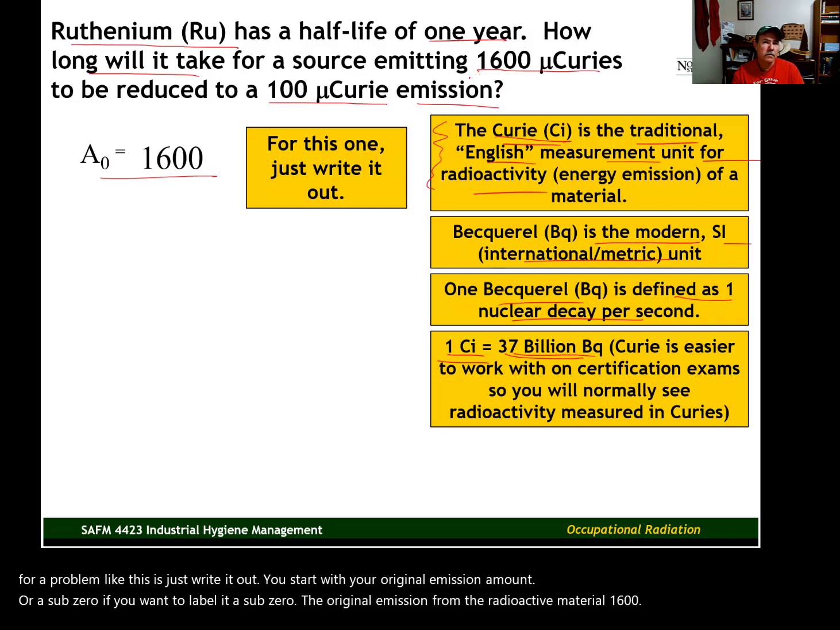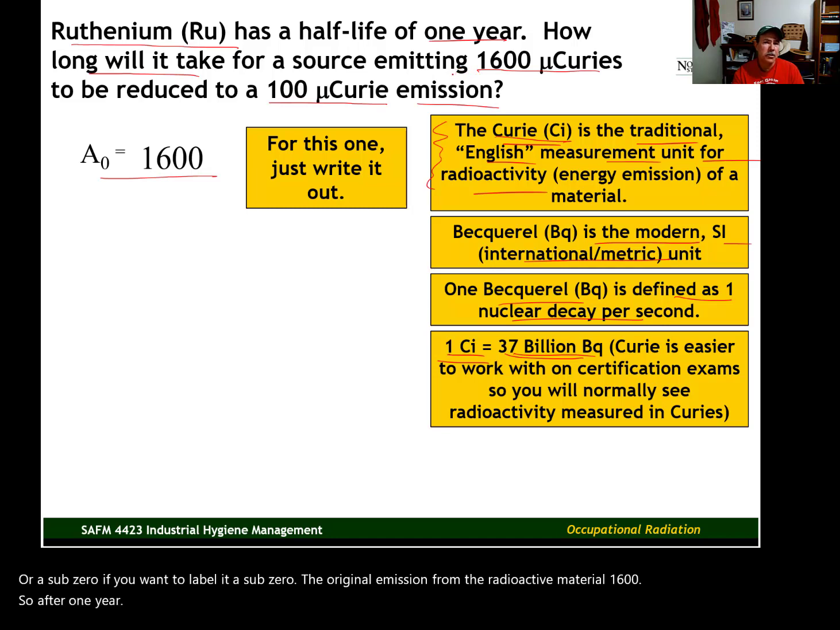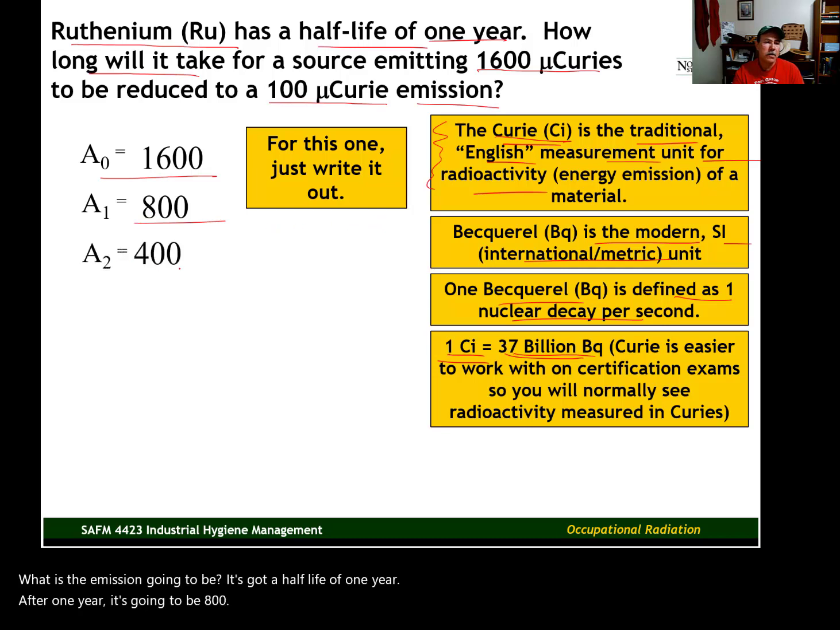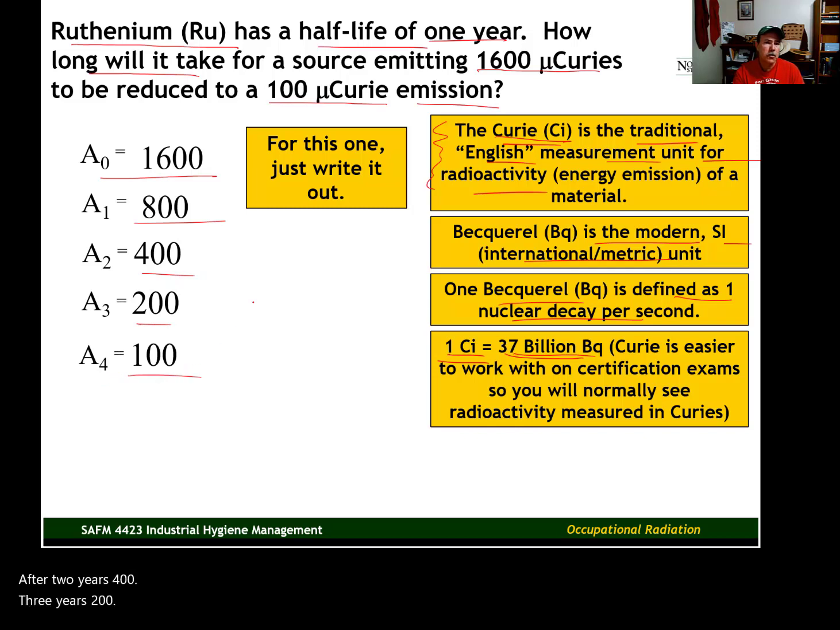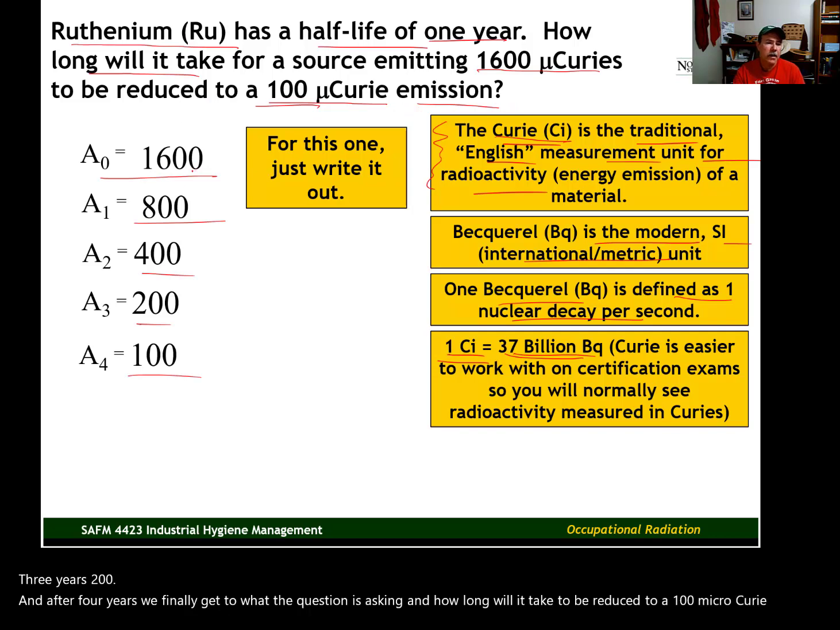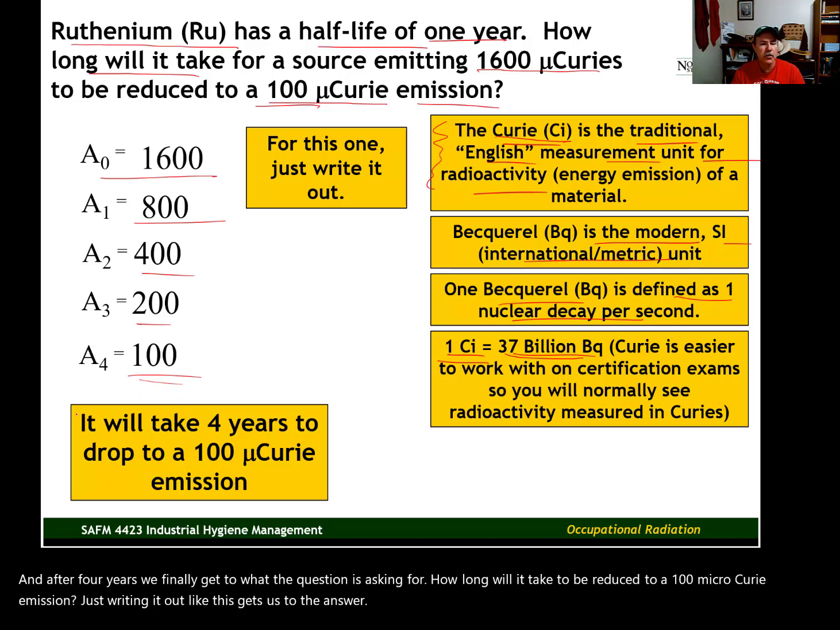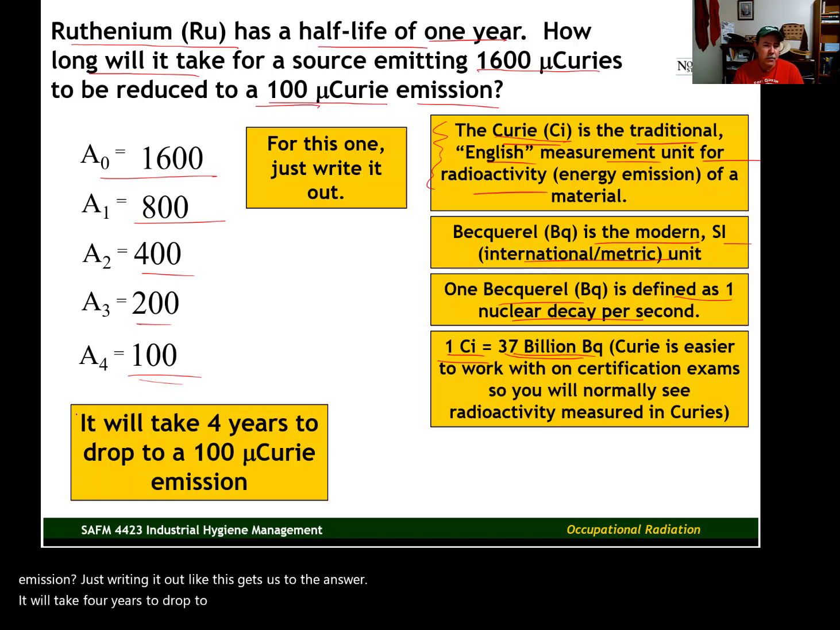So after 1 year, what is the emission going to be? It's got a half-life of 1 year. After 1 year, it's going to be 800. After 2 years, 400. 3 years, 200. And after 4 years, we finally get to what the question is asking for. Again, how long will it take to be reduced to a 100 microcurie emission? Just writing it out like this gets us to the answer. It will take 4 years to drop to a 100 microcurie emission.